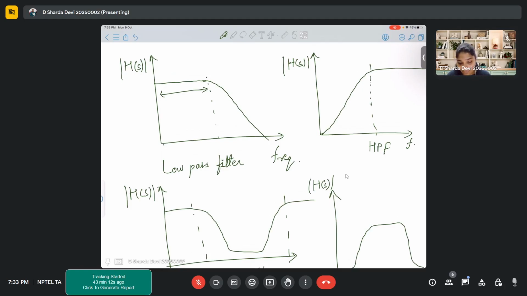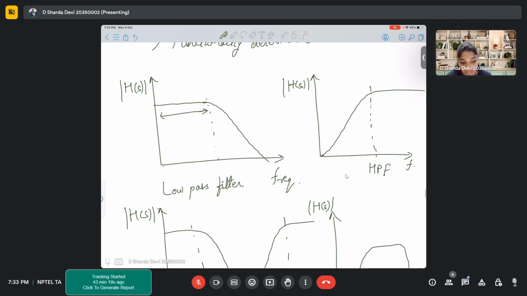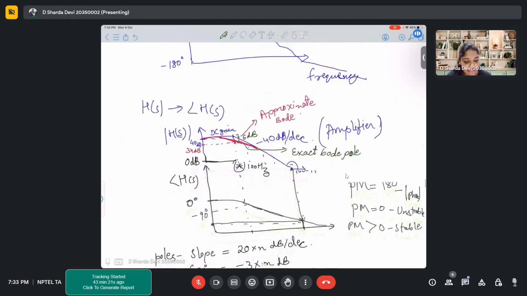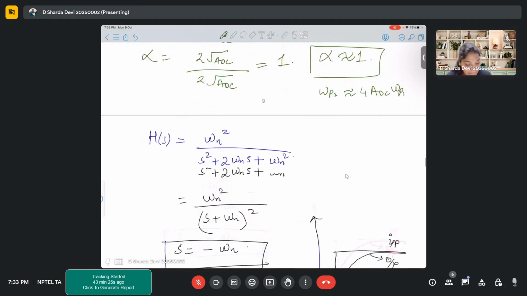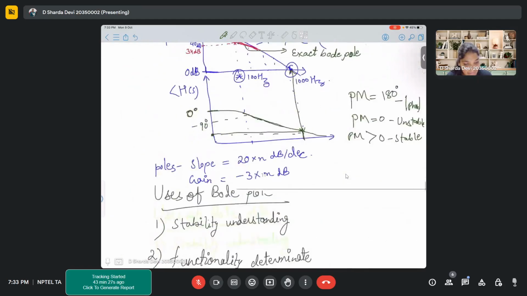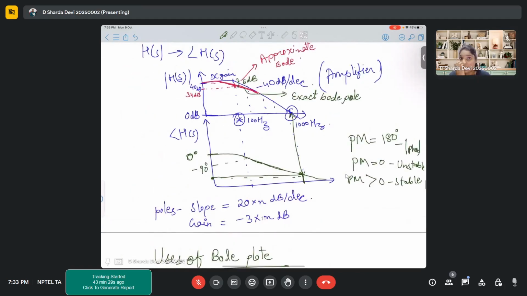Ma'am, previously you discussed the way to find the unity gain frequency from the 3 dB frequency with the help of minus 40 dB per decade. Yes, it was a basic, simple example. In the same question, if zeros are present and one more pole is present, how can I proceed, ma'am?